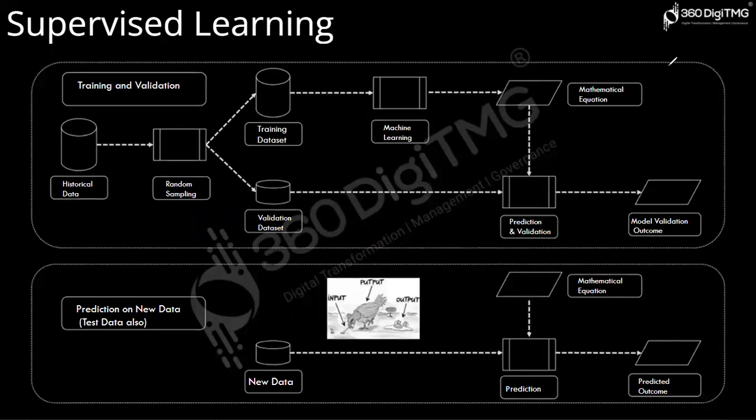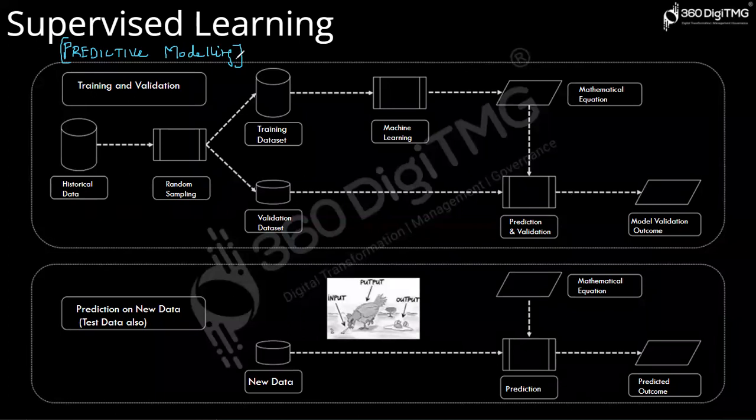So the next learning that we have is supervised learning. The machine learning model that we look into is supervised learning. Supervised learning is called predictive modeling. We also call it predictive modeling. So what do we have here?